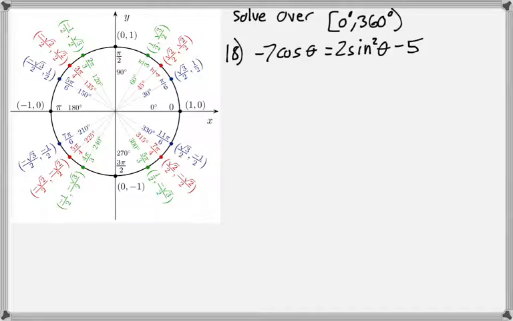On question number 18, we have another trinomial one, and it's another one where we have different trig functions. So I want to have only one type of trig function. So I want to replace sine squared. We usually replace the squared one because we have our Pythagorean identities that allow us to do that.